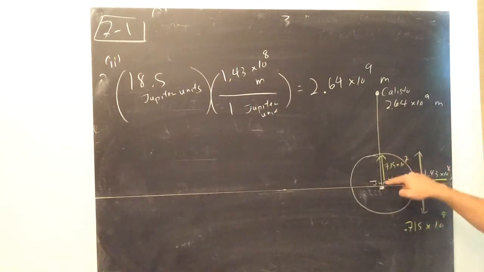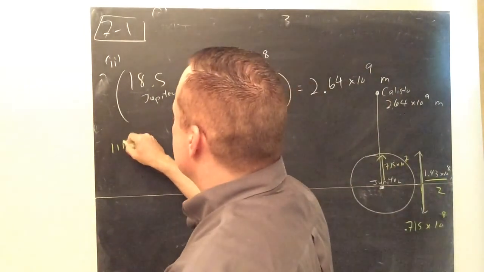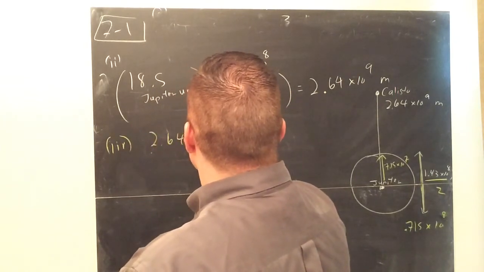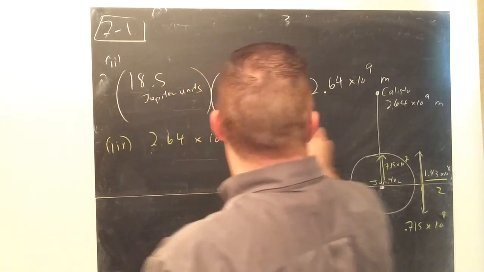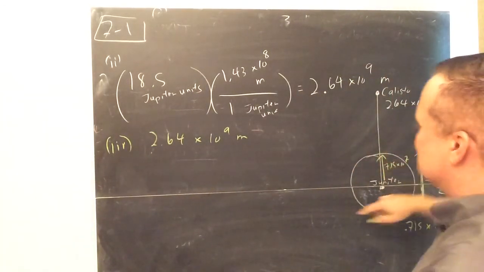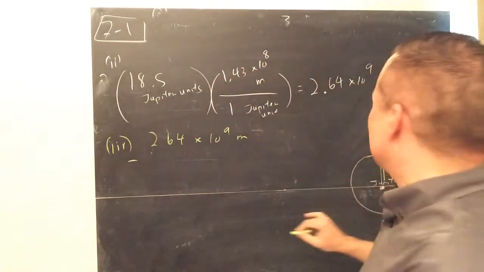So now, how far above the surface is Callisto? Well, that's going to be 2.64 times 10 to the 9th meters minus the radius of Jupiter, minus 7.15 times 10 to the 7th.